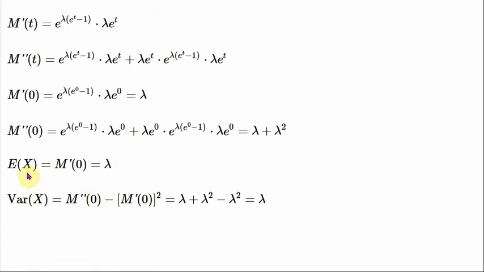The expected value of the random variable x with the Poisson distribution is the first derivative at 0, which is equal to lambda. The variance of x is going to be the second derivative at 0 minus the first derivative at 0 squared. And we also get lambda.